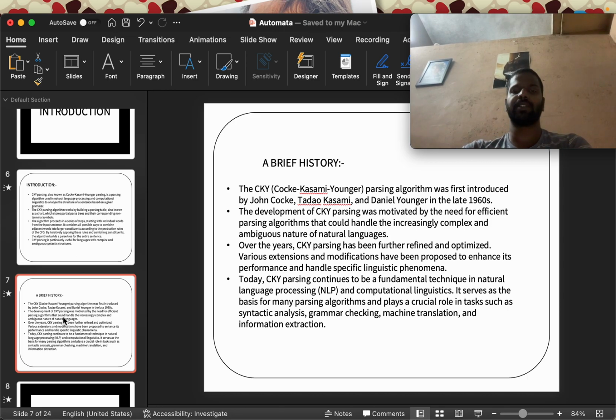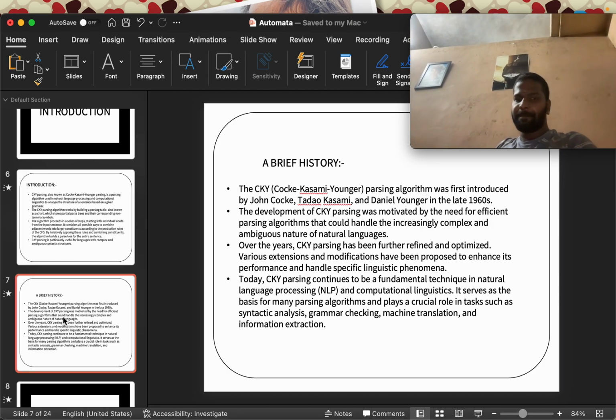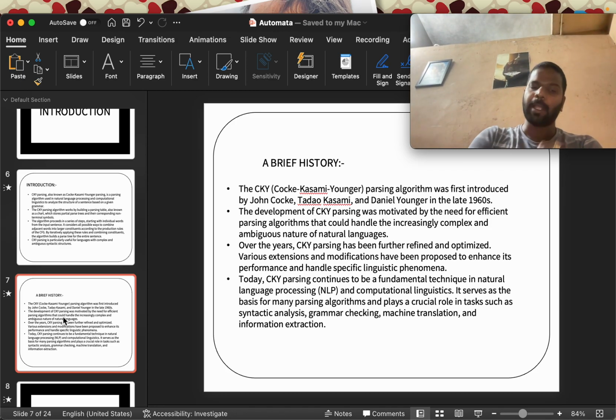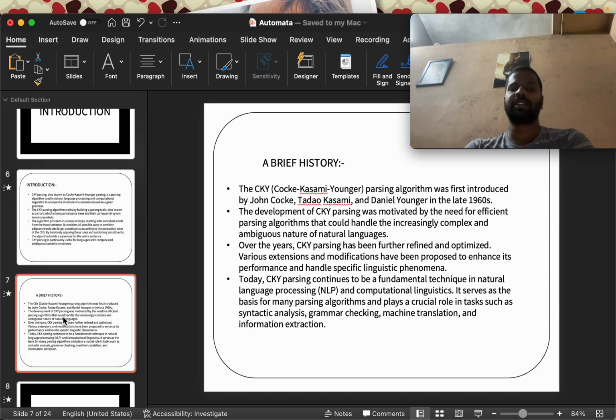It serves as the basis for many parsing algorithms and plays a crucial role in tasks such as syntactic analysis, grammar checking, machine translation, and information extraction.